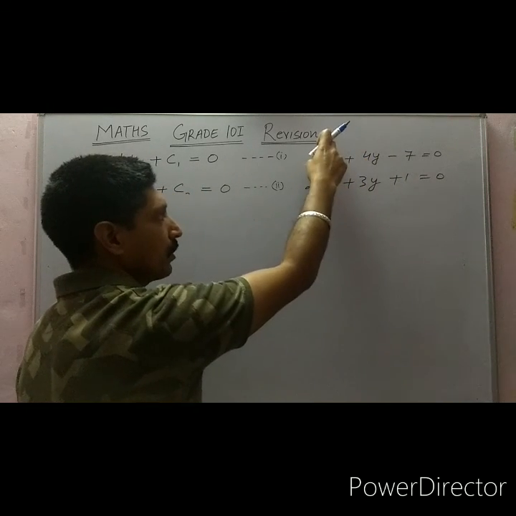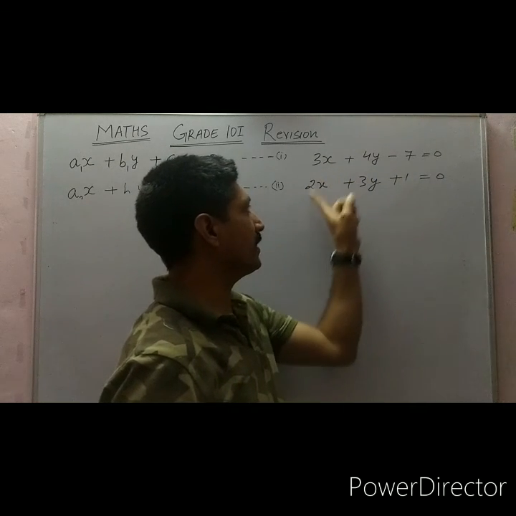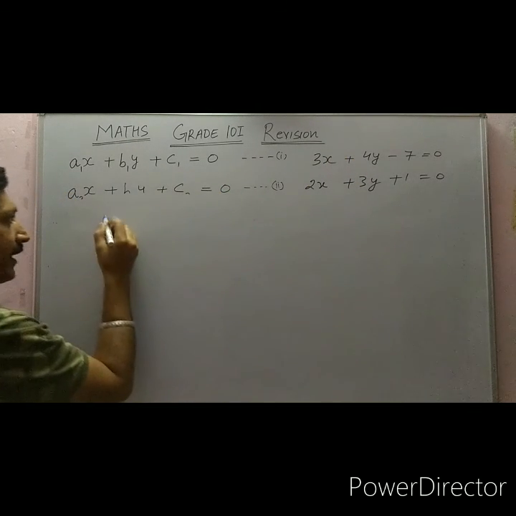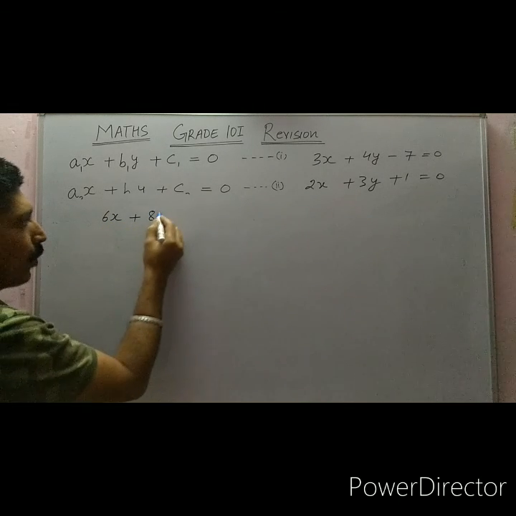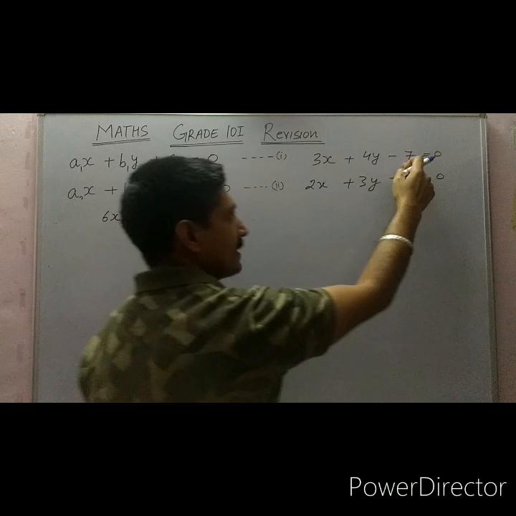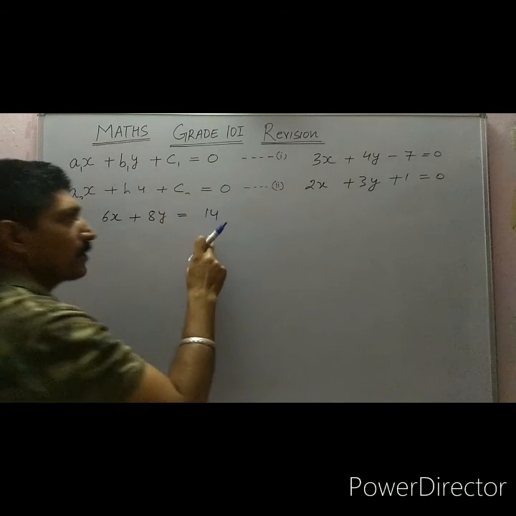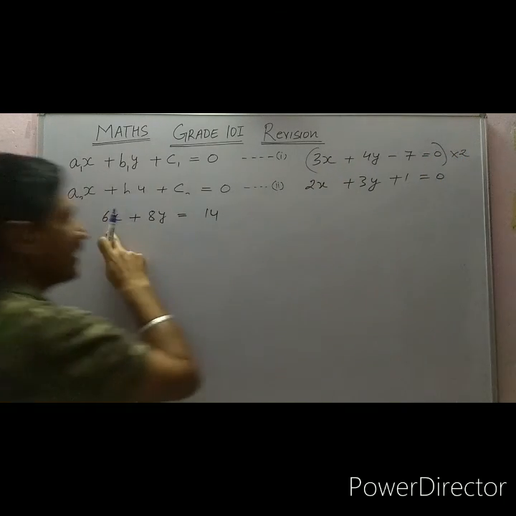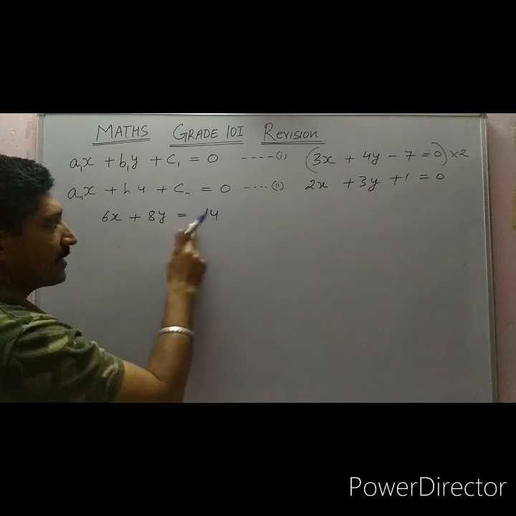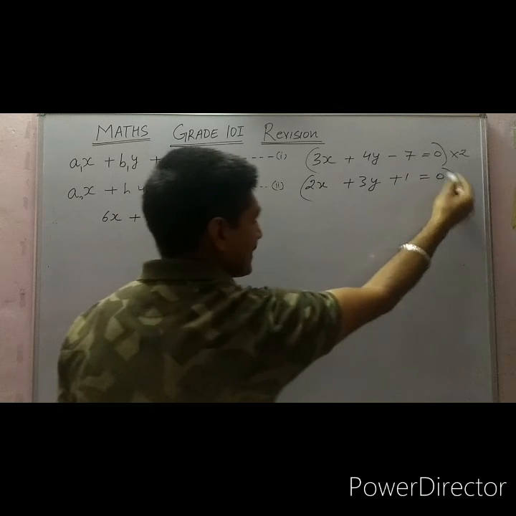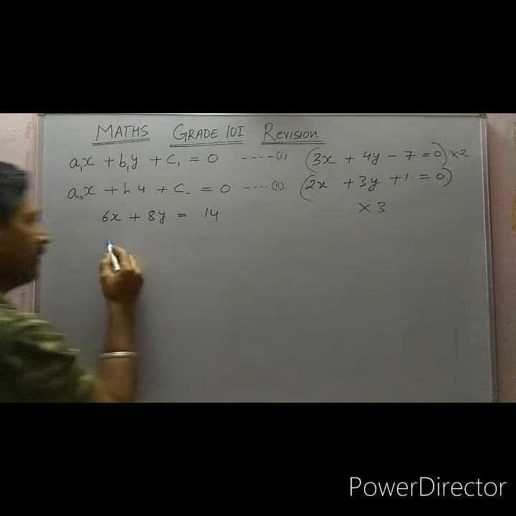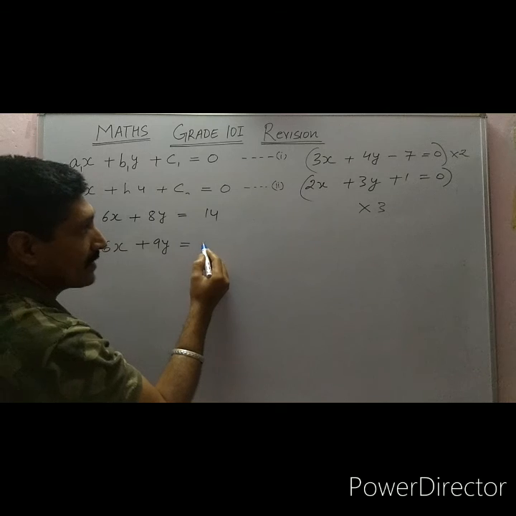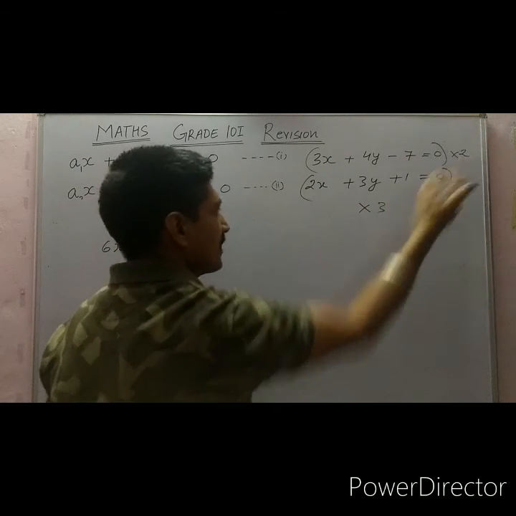If we want to eliminate x, we multiply the first equation by 2 and the second equation by 3, so that we have 6x. The first equation I can write as 6x plus 8y is equal to 14, where minus 7 shifts to that side and becomes positive, multiplying equation 1 throughout by 2. Here 2 into 3 is 6, plus 8y is equal to 14. Multiplying the second equation by 3, 3 into 2 is again 6, and 9y is equal to minus 3, because plus 1 changes side.